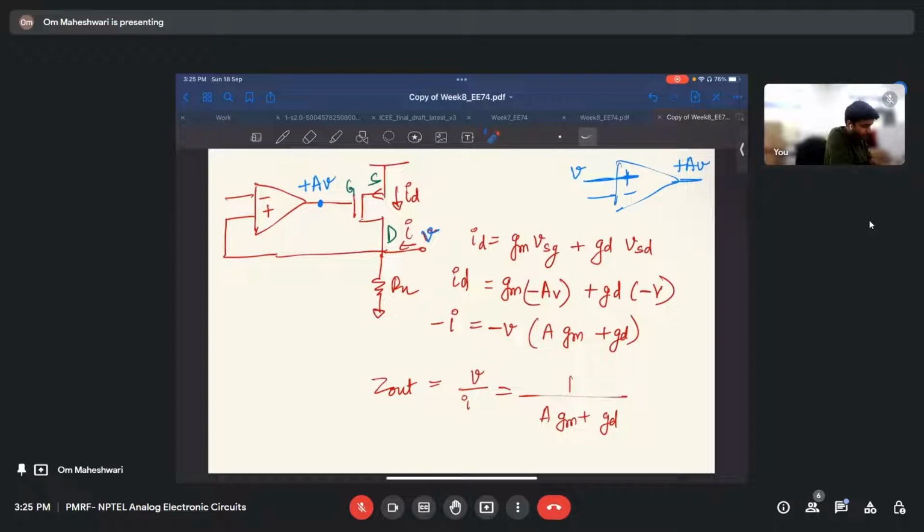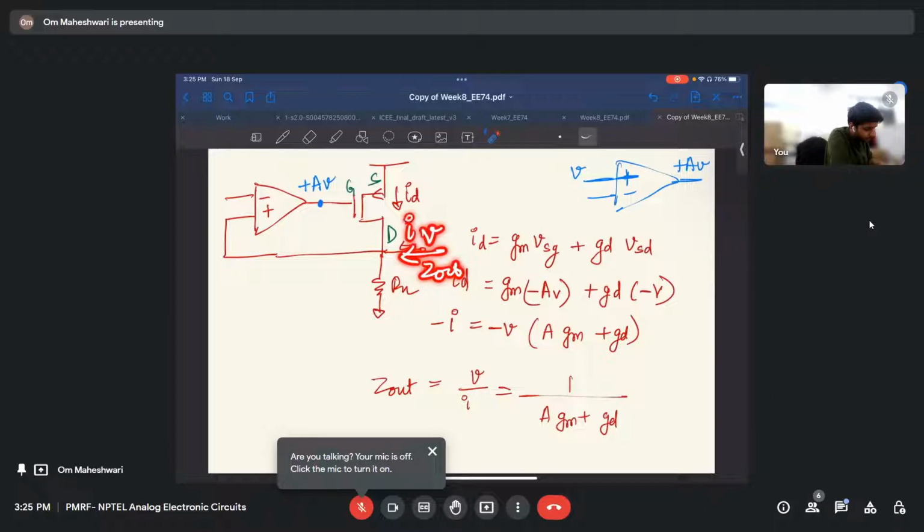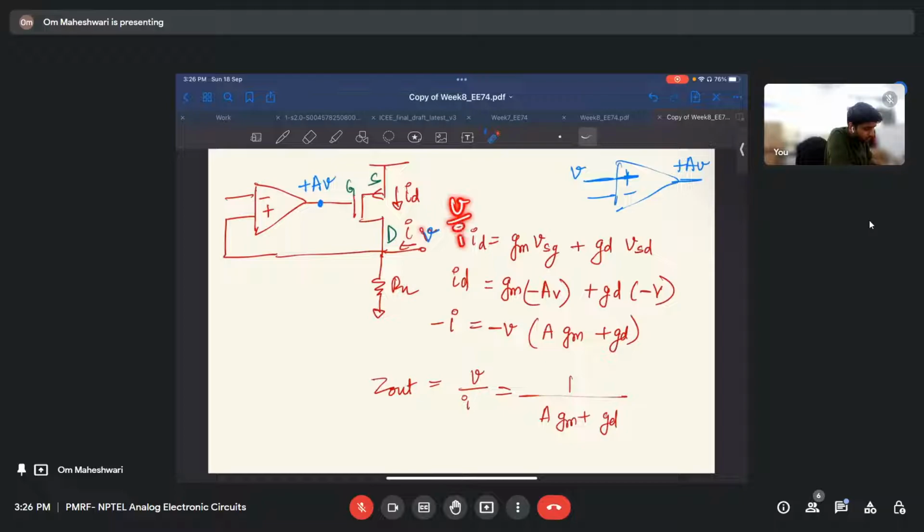The only thing you need to do is, whenever we want to find Z out at any node, we just apply a test voltage and pass a test current through it, and then V by I is Z out. So I wanted to find Z out at this node. I just applied a voltage V here and a current I. The voltage propagates here and becomes plus AV through this op amp. That's it.